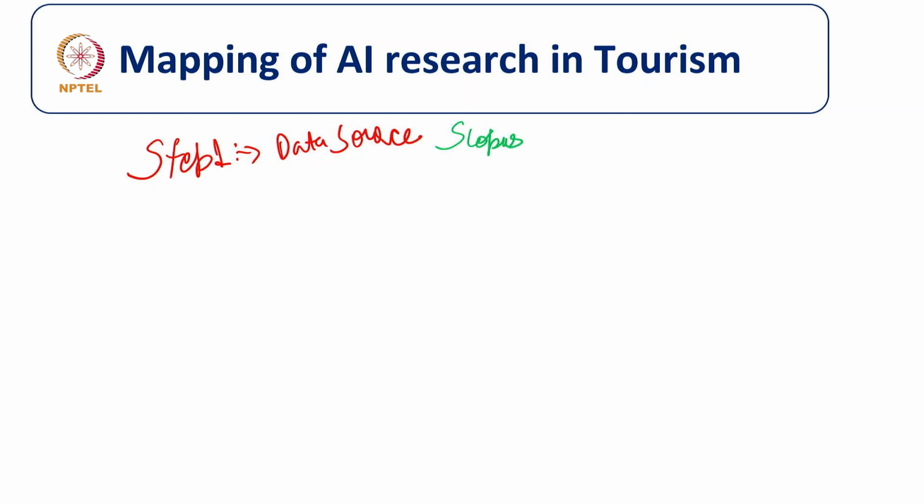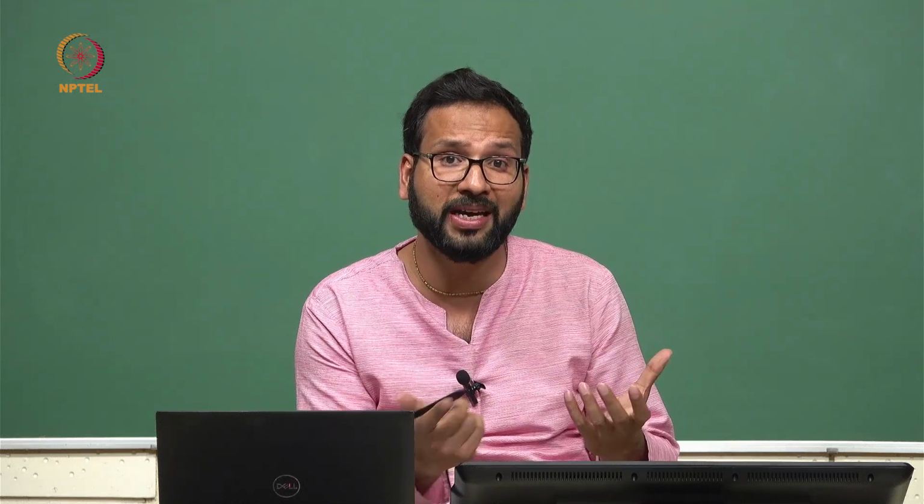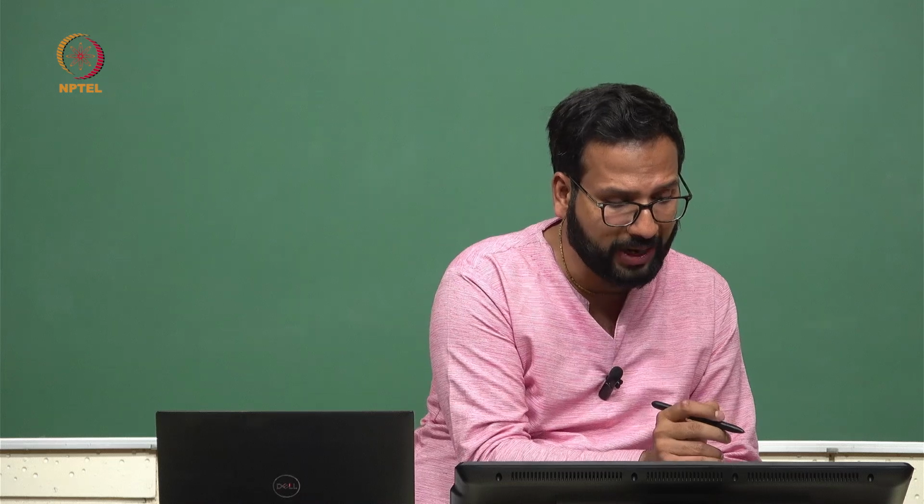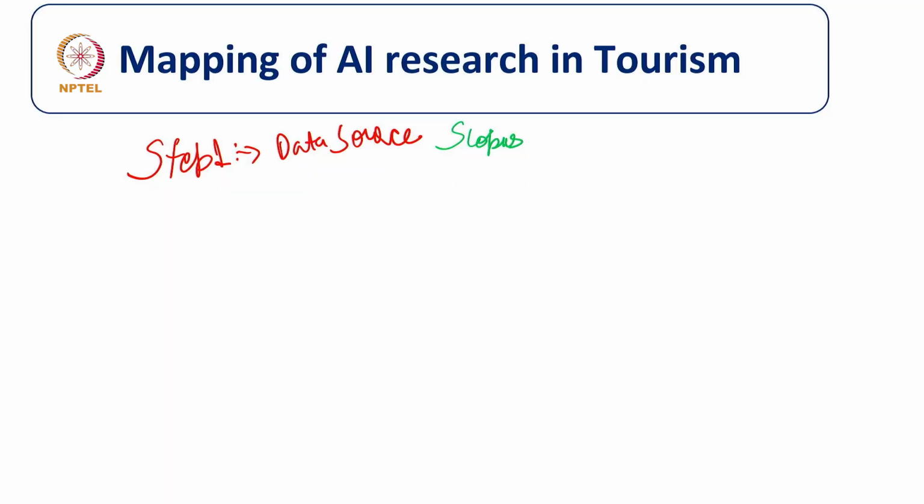Then at the second step, what do we need to do? We need to select the terms, based on which we will search this particular database. So, at step 2, we need to select the terms. Then at the third step, we need to select where exactly we will search these particular terms in that database.